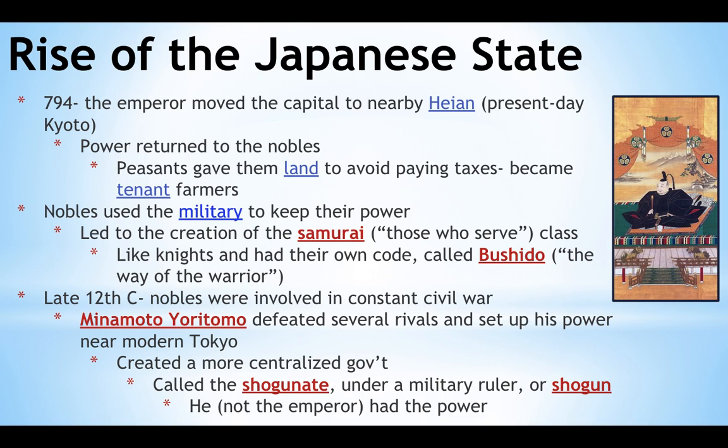And so he, not necessarily the emperor, had the power, but they still had an emperor. Okay, it was more of a show title, just a traditional kind of title. He didn't have any power. It's kind of like the Queen of England. She doesn't really have power.